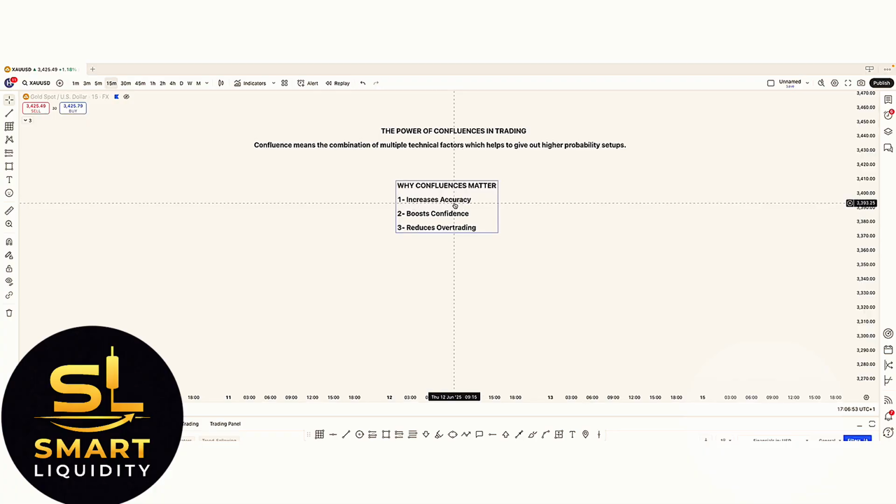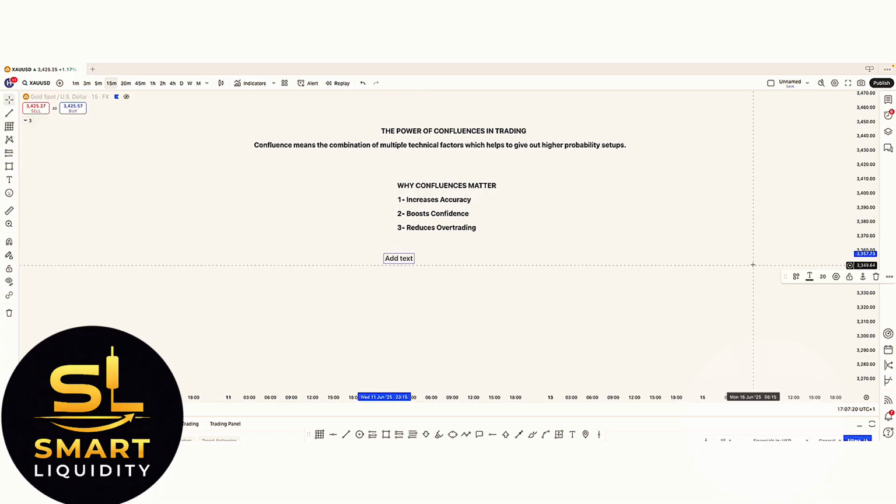The list of confluences you should have are technical factors that you've tried out and you've noticed that they work. All you need to do is to be looking out for them all the time. Whenever you're looking at the chart, patiently wait for them to show up. And whenever they show up, don't hesitate. Take your trades.